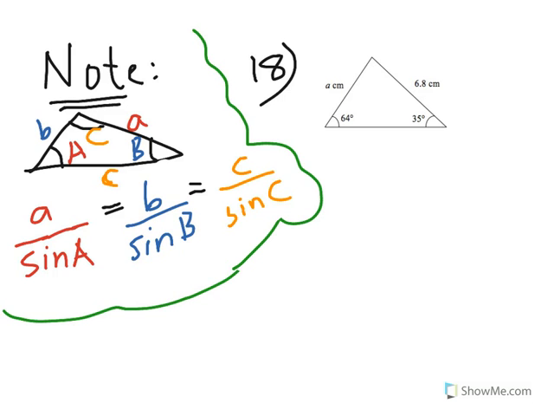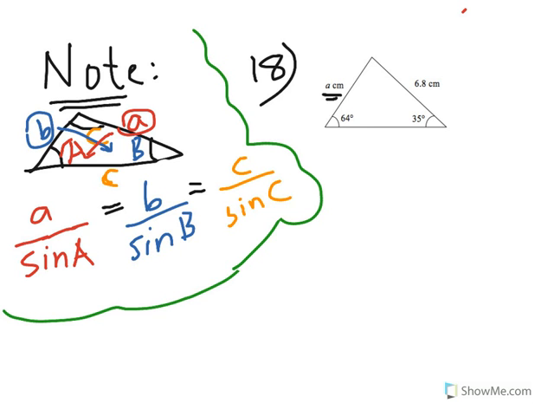We left off at question 18, which asks you to find the length A. You're given a triangle with two angles and one side. First of all, you need to pay attention to the note over here. This note is basically the sine rule. It says that the ratio of a side and its opposite angle is equal to the ratio of another side and its opposite angle. Using this, you can solve this question.